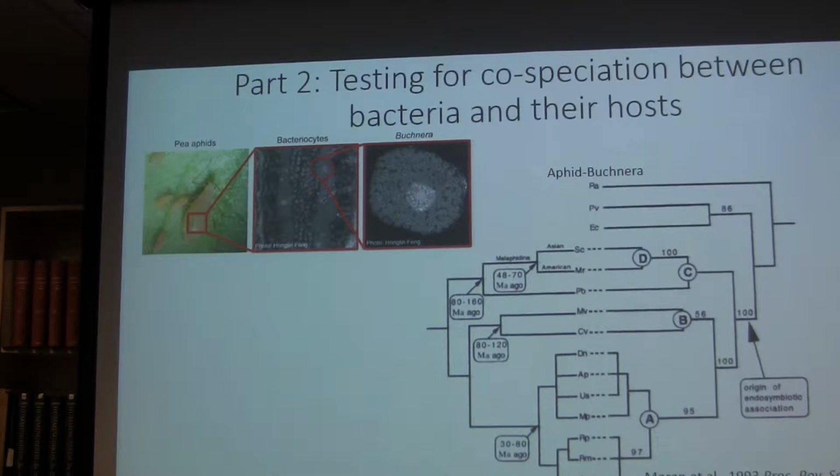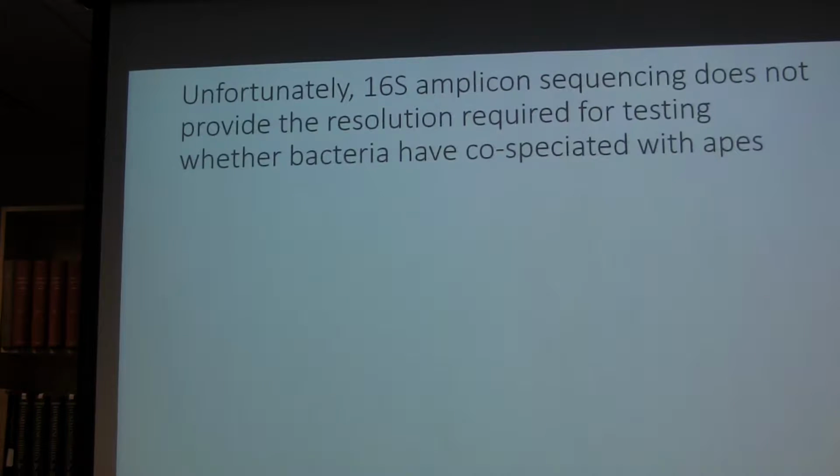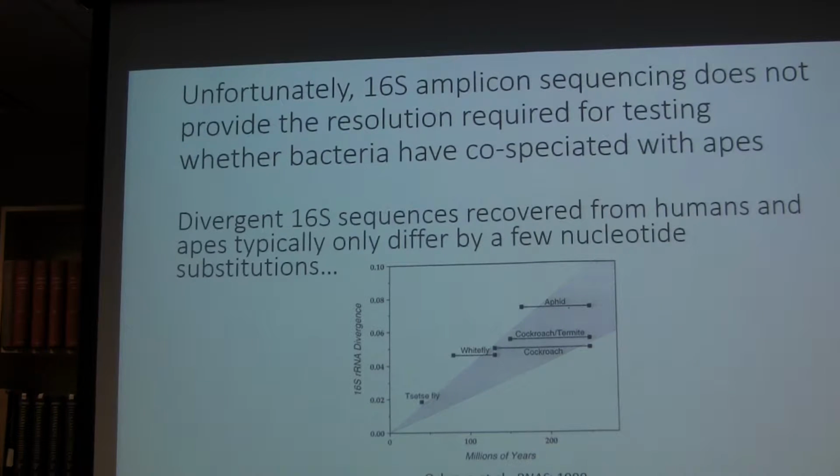So I would really love to see if we can test for this pattern in gut bacteria in humans and in apes. But there was a problem initially that the 16S amplicon sequencing that we were using doesn't provide the resolution that you need to test for co-speciation between humans and apes and their gut bacteria. And this is because 16S is just too slow. It's evolving too slowly to test for co-speciation.